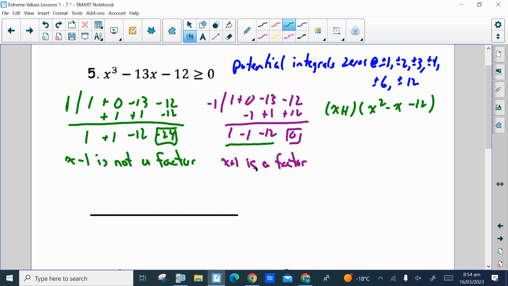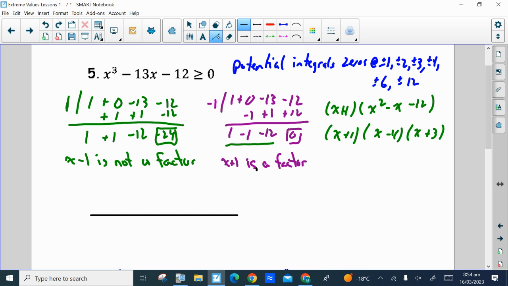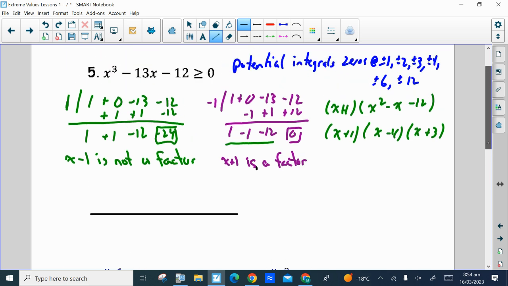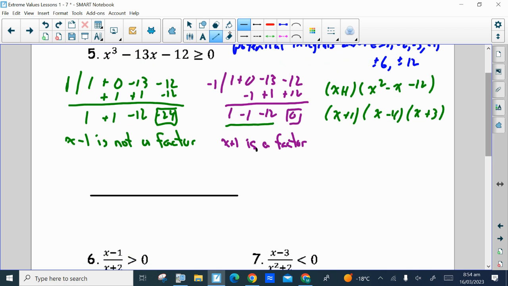It's 1x squared minus 1x minus 12, which we can factor to get x minus 4, x plus 3. And there's the complete factors of this polynomial function. So, if we were to graph it now, because we want to know in this case, where is this graph on or above the x-axis?